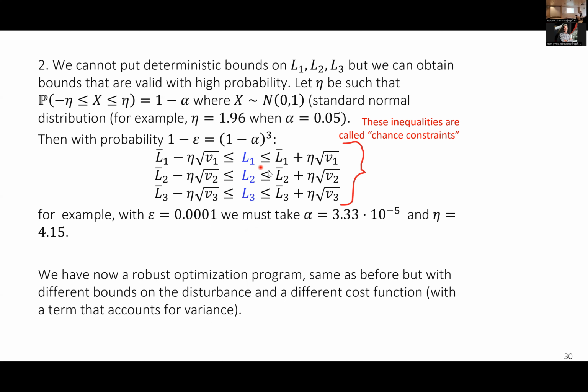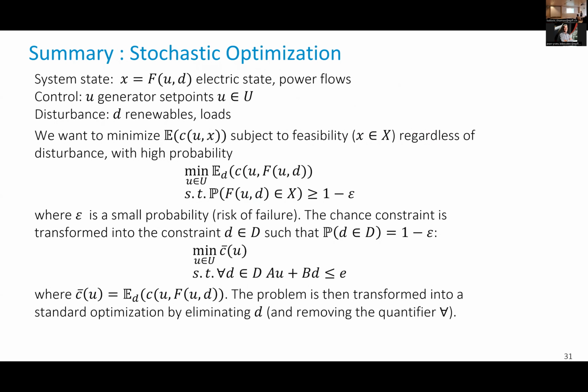Now we have this. We have something that must be true for all, and we know how to get rid of this here. So in summary, when we do real stuff in an energy system, and in a smart grid in particular, we have to solve problems of this form. We have a control point we want to choose. We have a disturbance that is played independently of us. There are many different formulations, but the most widespread one is this one. We minimize the expected cost subject to feasibility, regardless of disturbance, with high probability.